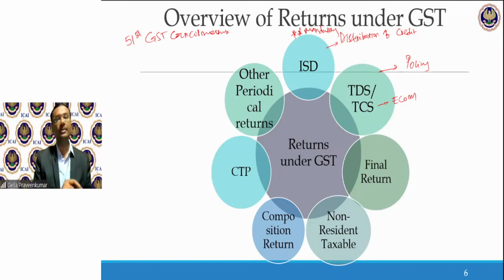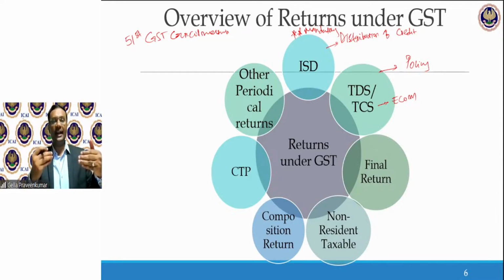And for an e-commerce operator, I don't know how many of you remember this example. I am an e-commerce aggregator. I, as an e-commerce aggregator, can myself give services to a supplier. Assuming for a moment, say Viraj is operating a restaurant. He supplies the food using my e-commerce platform.